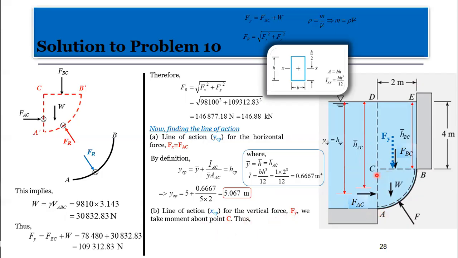Why are we taking moment about point C? Because we need to establish how this is going to work, right? Now, if we take moment about point C, remember FBC will have a moment about point C, and W will have a moment about point C. FBC will just be half of the radius, right? I'll show you how to get that.